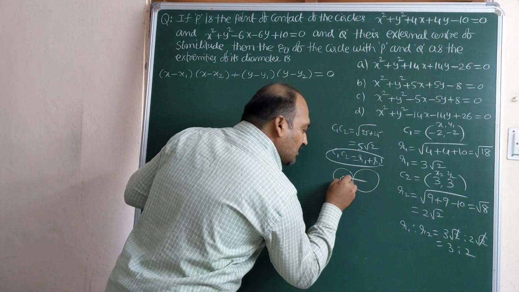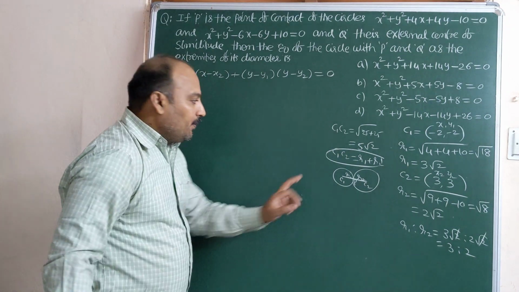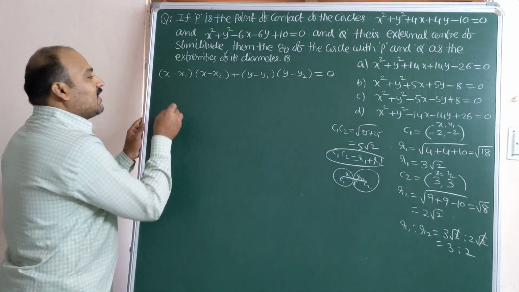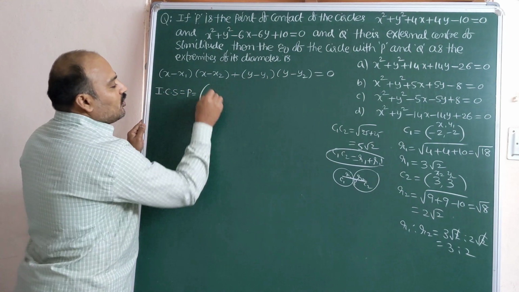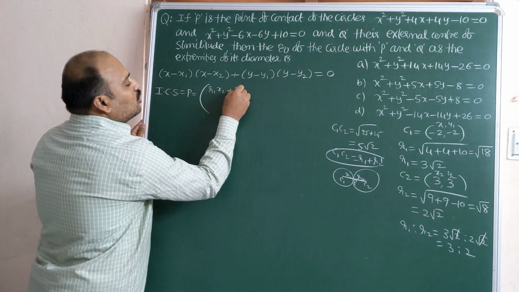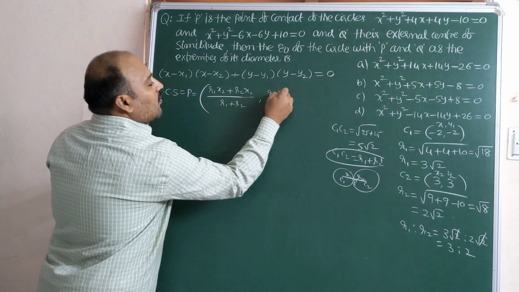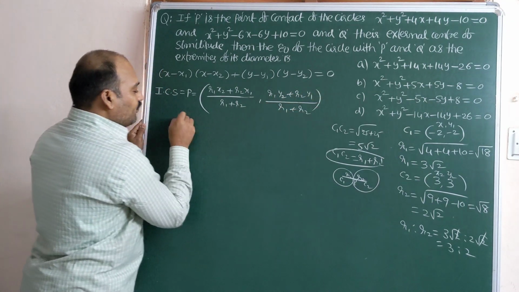This is point P, between C1 and C2. Point P divides C1C2 in the ratio of R1 is to R2. So this is the internal center of similitude, ICS. ICS is equal to P, which is (R1 x2 plus R2 x1) by (R1 plus R2), and (R1 y2 plus R2 y1) by (R1 plus R2).